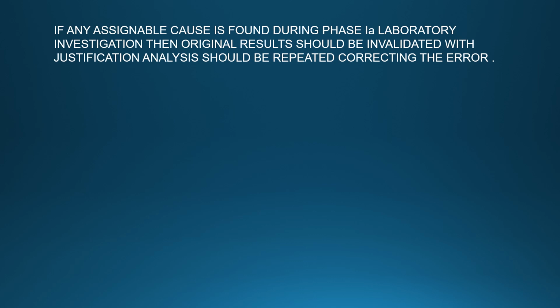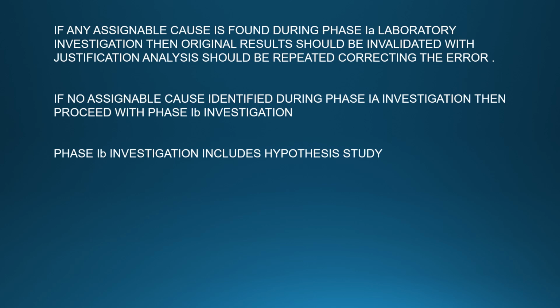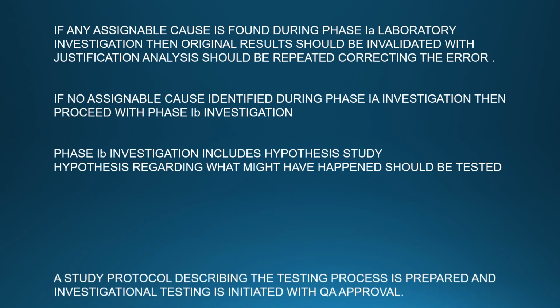If any assignable cause is found during the Phase 1 laboratory investigation, then the original results should be invalidated with justification and the test should be repeated, correcting the error. If no assignable cause is identified during the Phase 1 investigation, then proceed with the Phase 1B investigation. Phase 1B investigation includes a hypothesis study. Hypotheses regarding what might have happened should be tested.